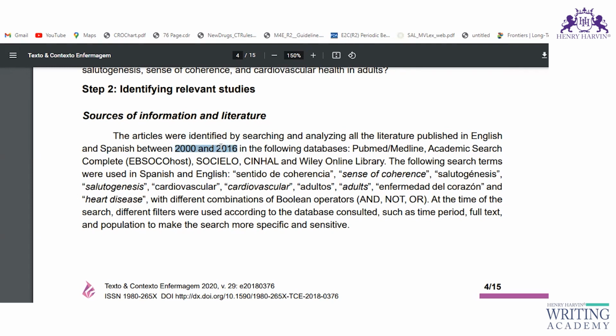Now you have to mention the timeline here. The timeline should always be a time period of at least 10 to 15 years. It should not be that you have taken the studies of 2 years or 3 years, unless it is specifically mentioned. If it is not mentioned, then you have to select a timeline of at least 10 to 15 years.